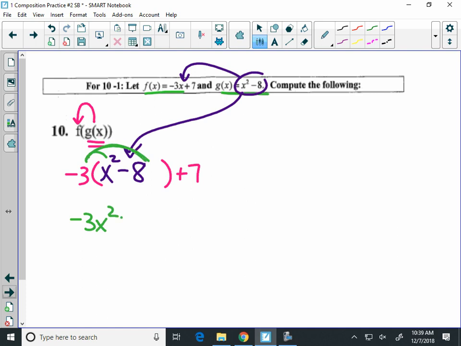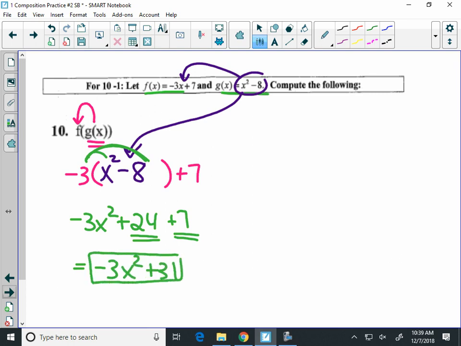Negative 3 times negative 8 is positive 24 plus 7. And 24 plus 7 is 31. So your function is negative 3x squared plus 31. And you're done with number 10.